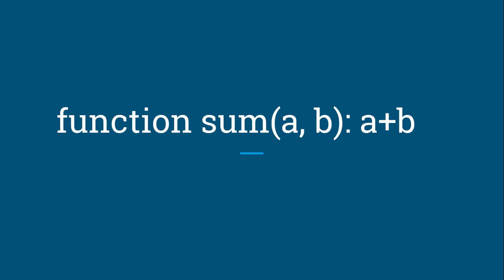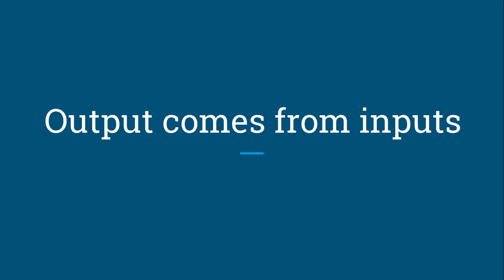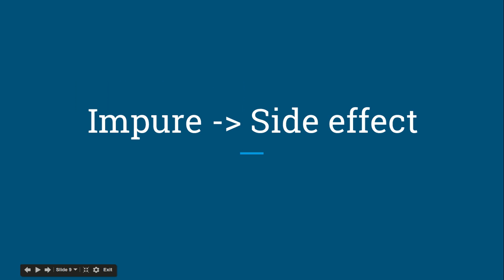Okay, this is a function which accepts input A and B, and it returns an output A plus B. This output is always dependent on the input. So this function is called a pure function. A pure function has output based on the inputs. So it does something always based on the input. If it does something else which is not based on the input, that is called a side effect, and such a function is called an impure function. So an impure function has side effects.